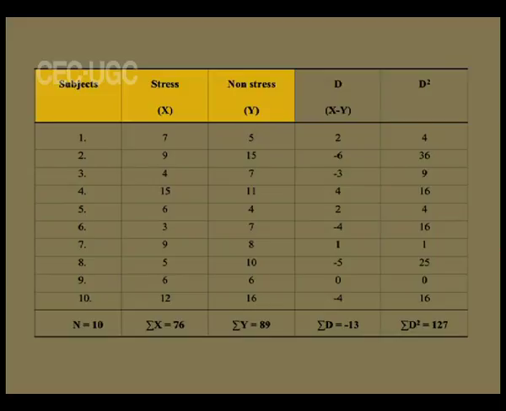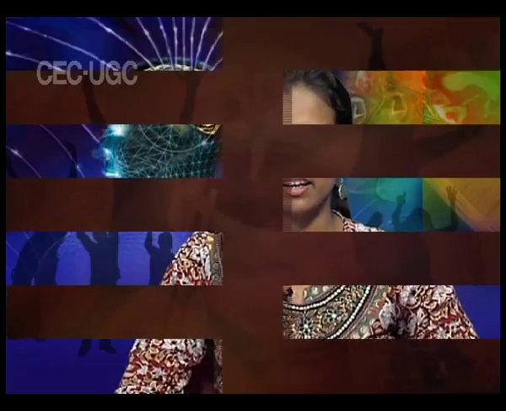The fourth column, capital D, gives you the difference between the X and the Y scores for each of the subjects. The last column, D squared, is the square of the difference between X and Y scores for each of the subjects. The calculation would be done as shown on the screen.